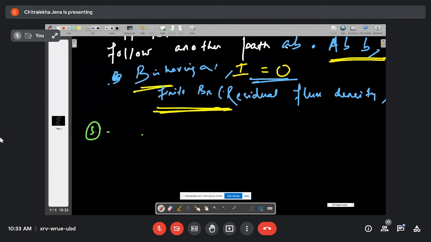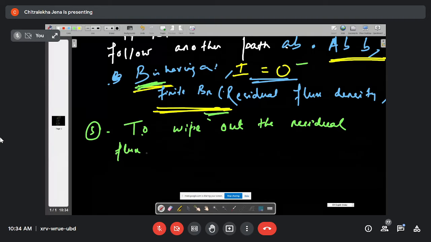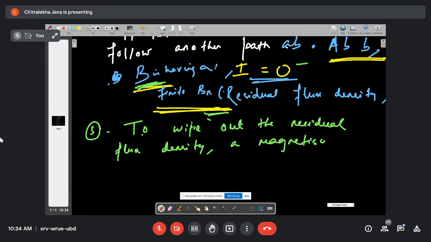Suppose at the fifth point, I have current equal to 0, but I have a magnetic flux density as a residual flux density. So to wipe out the residual flux density, what do I have to do? To wipe out the residual flux density, a magnetizing force is applied or a current is applied.